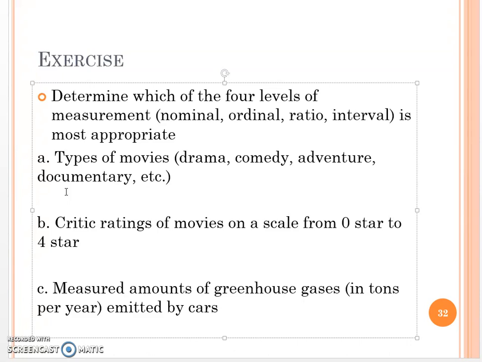Okay, first one, types of movie. Of course, this is put into different categories, different names, and you cannot order those. So therefore, this is nominal. B, the critical ratings of movies. A lot of times, as long as you see the ratings, you know you can rank them. So this is ordinal. Measured amount of greenhouse gas emitted by cars. Again, this is going to be a number. Is the 0 meaningful? If the amount equals 0, does that mean there's no greenhouse gas emitted? Yes, it does have meaningful 0. Therefore, this is ratio.